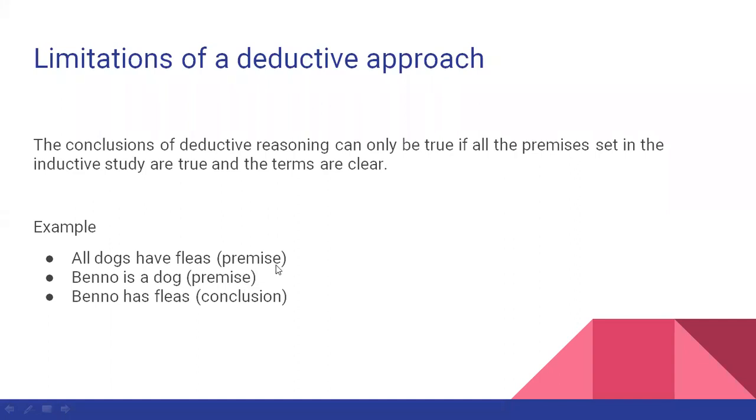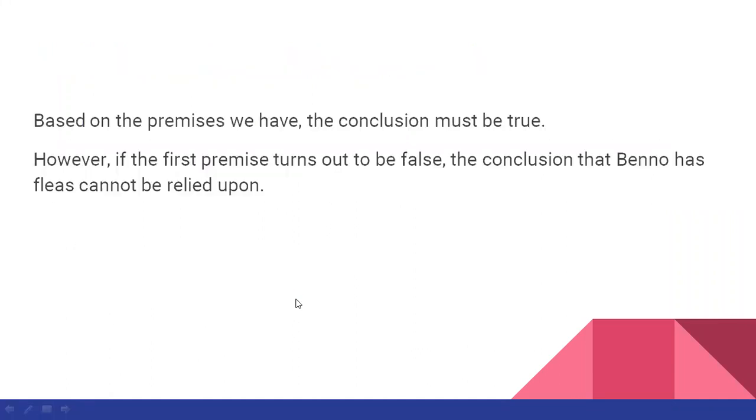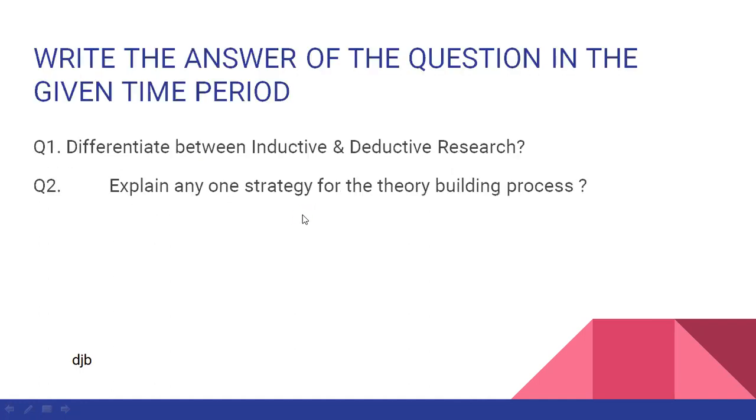So what we have just said is that this conclusion is true only if all the premises are true. Suppose Beno is not a dog, can this conclusion be true? No. Based on the premises, we have seen that the conclusion must be true in this case because all the premises are true. However, if the first premise turns out to be false, then the conclusion that Beno has fleas cannot be relied upon. That's what I just discussed.